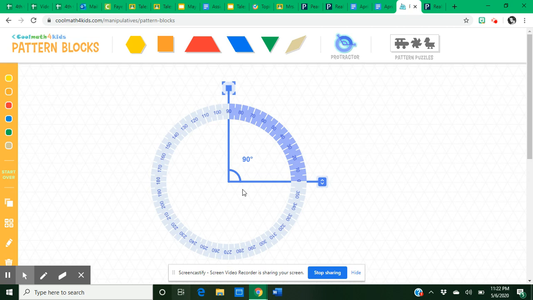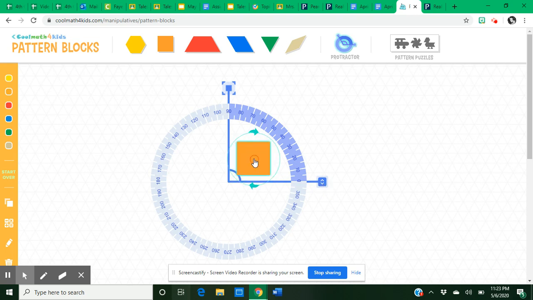So I have my protractor and say I want to know how much a square would measure. So I'm going to grab my square and I'm going to put it to where it lines up with these lines on this protractor. This one is at 0 and that's where we want it to stay.